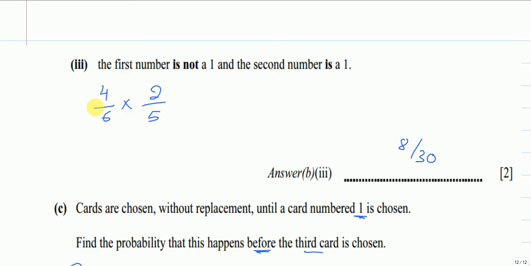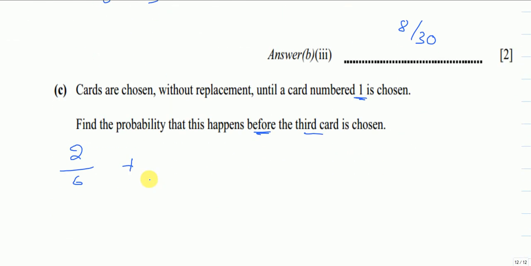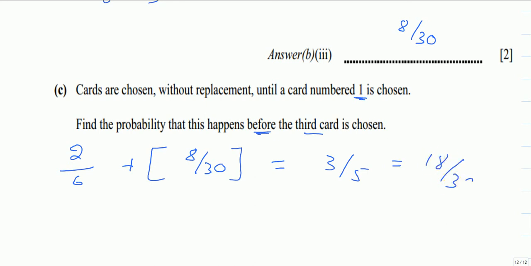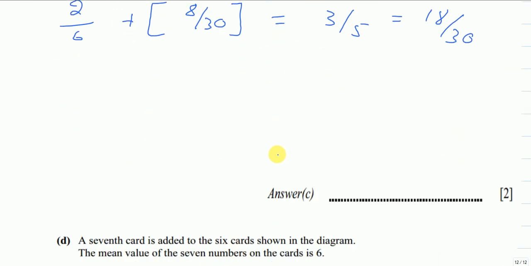Not having 1 in our first try, but having 1 in our second try, which was 8/30, right? Or if you want more working, you can just write the same thing over here. Or you can just copy it from above and you will get 3/5. Without simplifying, you can get 18/30. Okay, sorry, without simplifying. Let's have a look at part D.